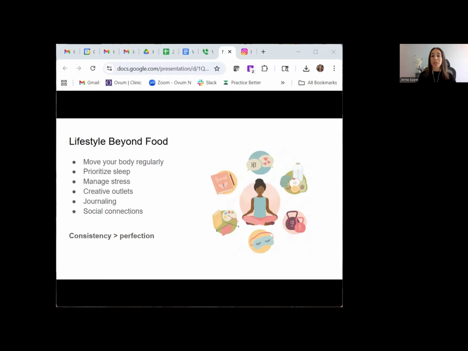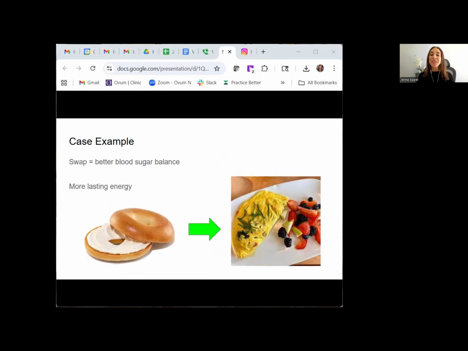Now, lifestyle beyond food. Of course, nutrition isn't the whole story. Lifestyle habits also play a big role in insulin sensitivity. So moving your body regularly is important, but so are quality sleep and stress management. Social connections, having creative outlets, and journaling can all help regulate stress and support your overall health and better blood sugar control. Remember, it's about consistency. It's not about perfection.